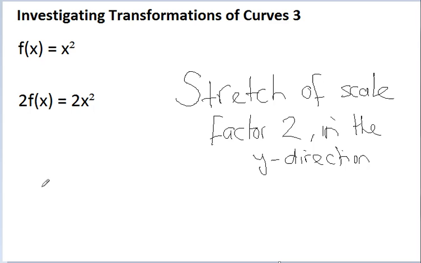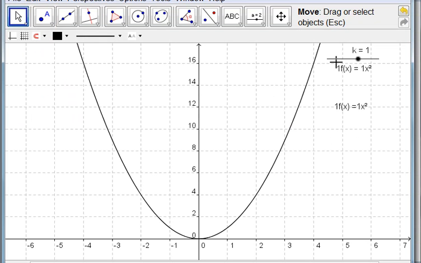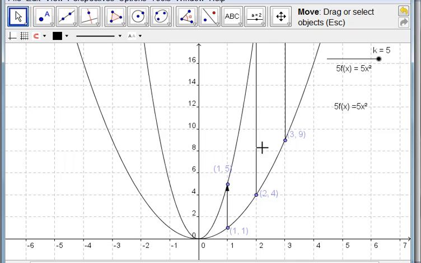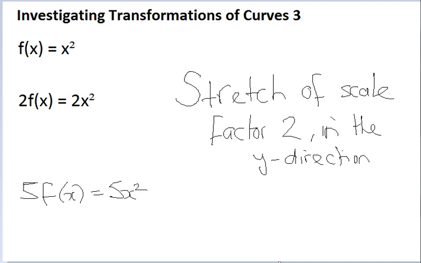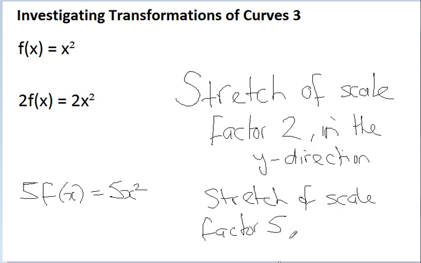Let's just think of another example as well. If I had instead, let's say I multiplied both sides of this equation by 5. So I had 5 times f of x equals 5x squared. Well, again, if I go back onto GeoGebra just to show you, that's going to stretch the curve inwards. But again, that's only going to change the y-coordinate. We're multiplying the y-coordinate by 5 every time. The x-coordinate has remained unchanged. So again, this is a stretch of scale factor 5 this time. And again, it's in the y direction.